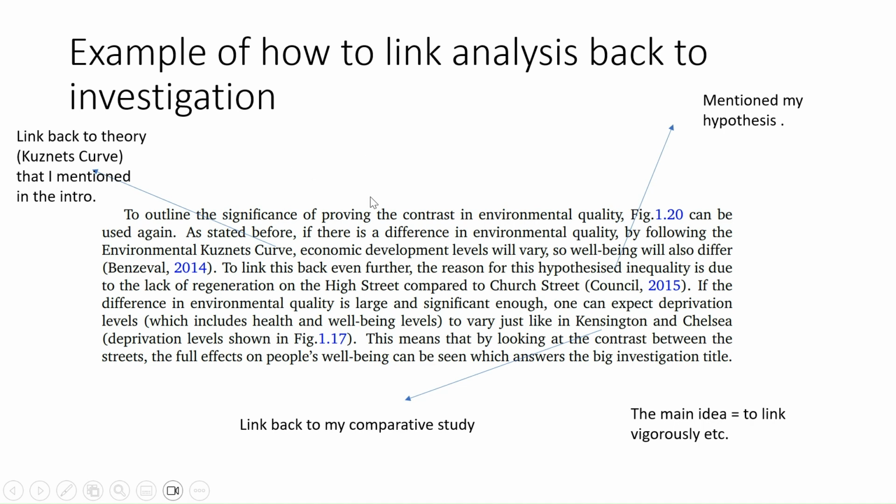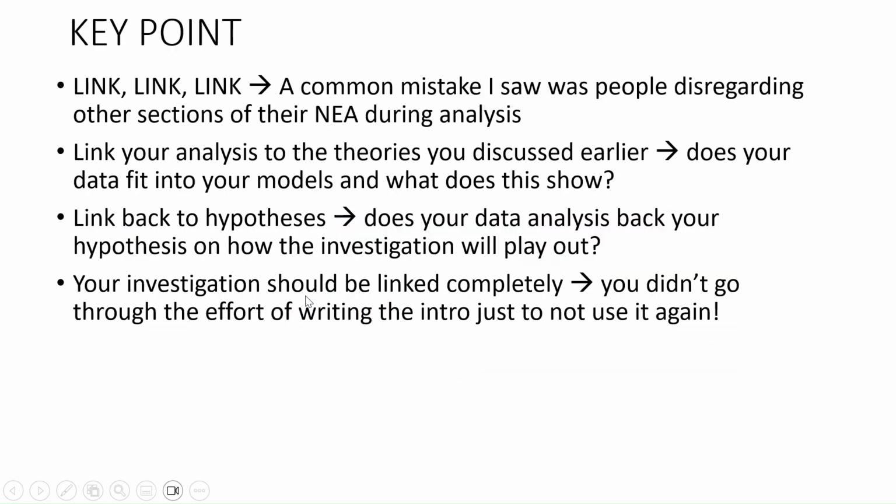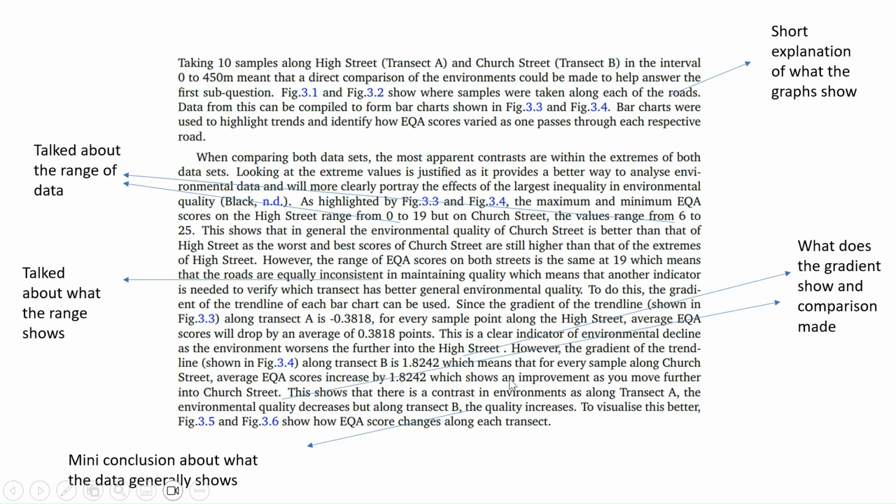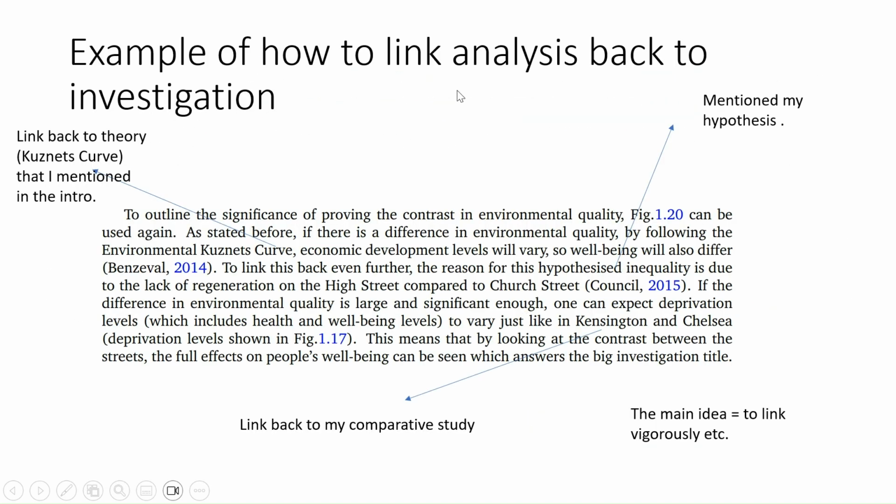Why is what I did relevant? Why is my analysis relevant? And then I talked about the contrast between the streets. Just for context, I proved there was a contrast in environment. By proving a contrast in environment, I proved that there were differing economic levels due to my theory, which I linked back to, and then I talked about my hypothesis.